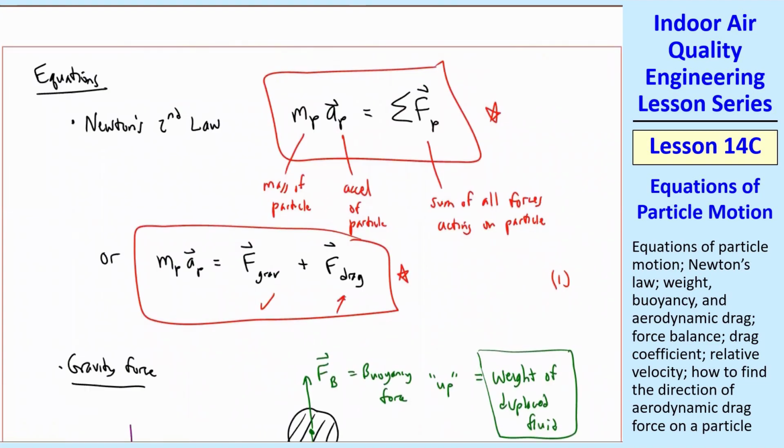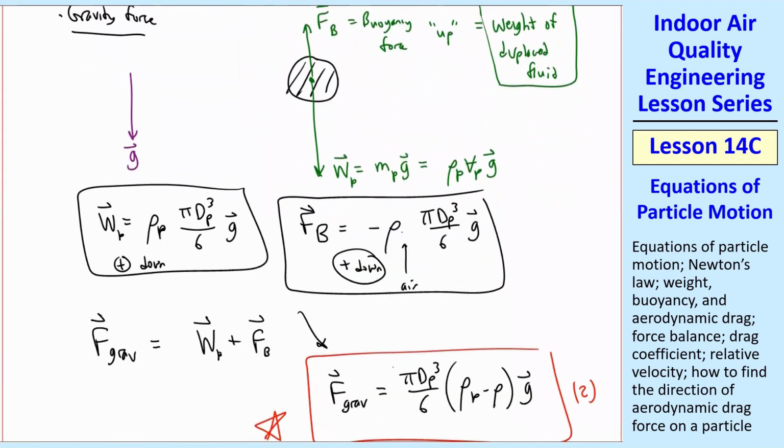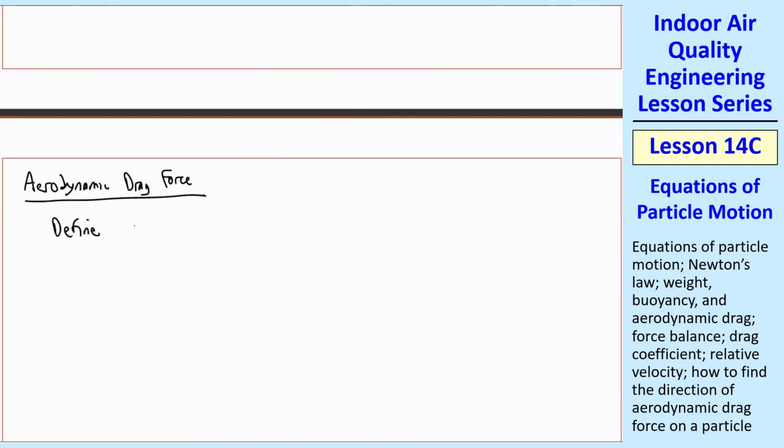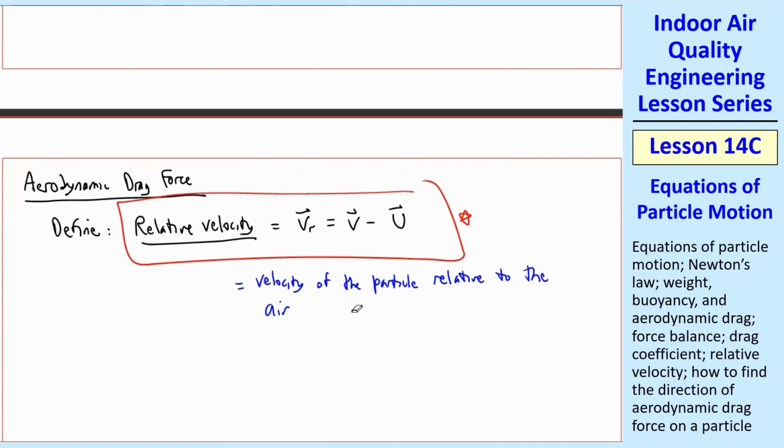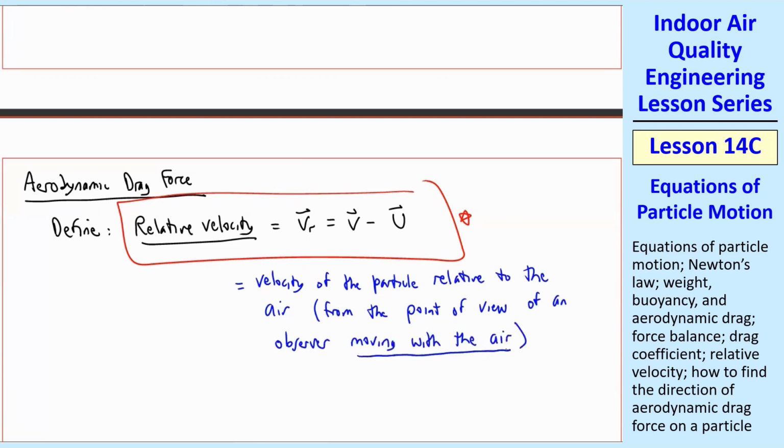Now let's look at the drag force. This is aerodynamic drag. First, let's define a relative velocity. We use little v for the velocity of the particle. So v relative, this is a vector, is equal to v, the actual velocity of the particle, minus u, which is the air velocity. That's the relative velocity. It's the velocity of the particle relative to the air from the point of view of an observer moving with the air. And that's the critical part. It's relative to someone moving with the air.